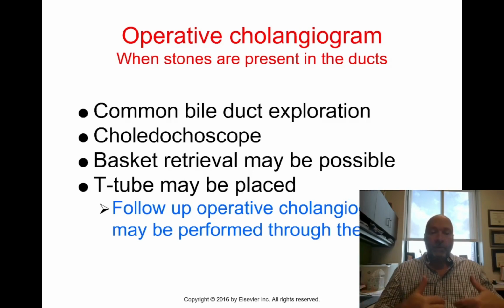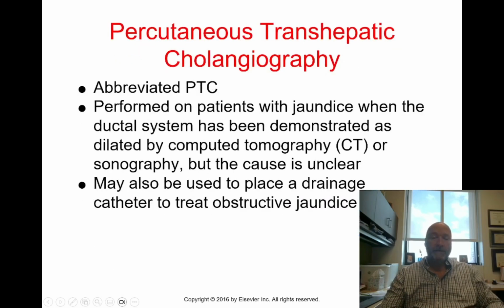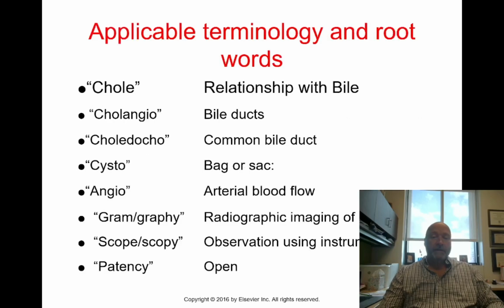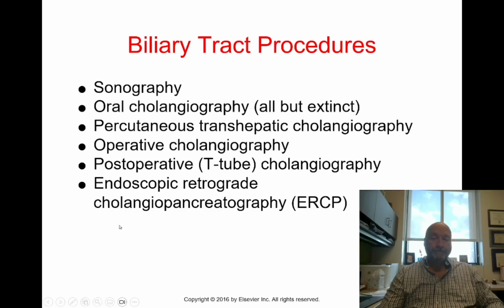So then what we may do, still during the operation, is inject the T-tube to make sure the T-tube is functioning the way it should. So there are two things here. One is we're injecting through the T-tube, and if you remember back to our list, we've got a T-tube cholangiogram. That is not what I'm talking about here. T-tube cholangiogram is post-operative, and we're going to talk about that next.